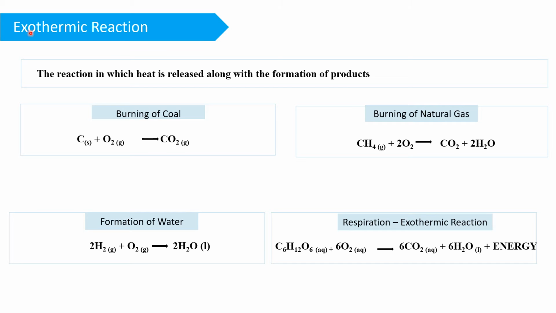Next we are moving on to exothermic reaction. What is exothermic? Exo means heat is released. That is called exothermic. Now we are going to see a few examples of exothermic reactions. Burning of coal, that is C plus O2 gives CO2. Burning of natural gas, which we use at home, the methane, CH4. When it burns, it gives carbon dioxide plus water. And formation of water, that is hydrogen plus oxygen gives water.